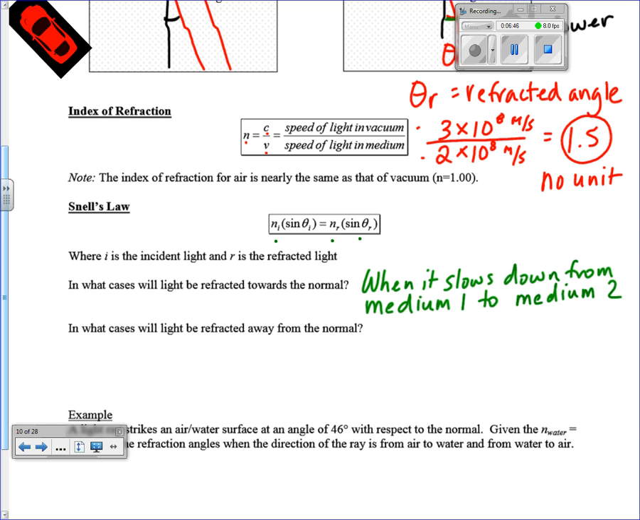When the reverse happens, the light will be refracted away from the normal. So when it speeds up, for an example, if light went from water into air, that would cause it to speed up, and it would bend away from the normal.